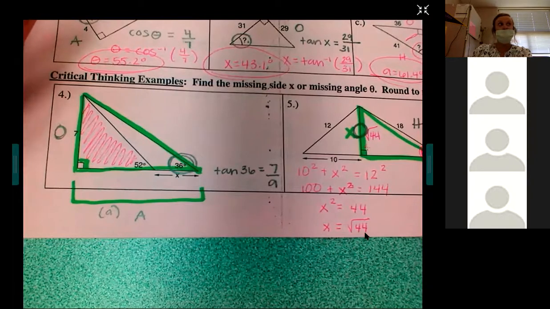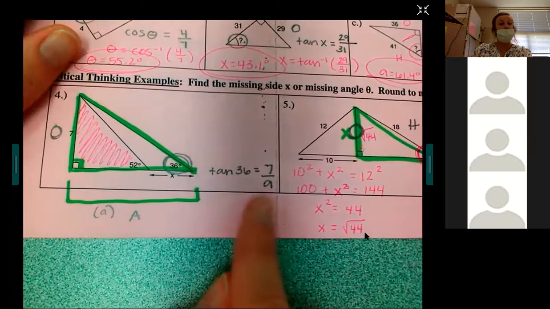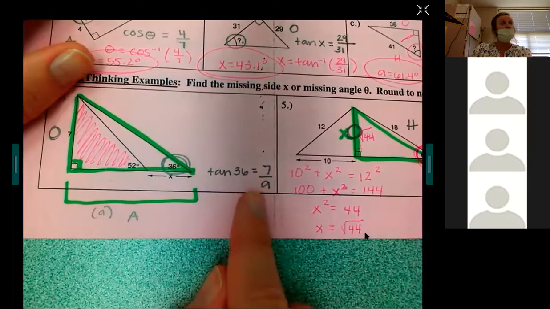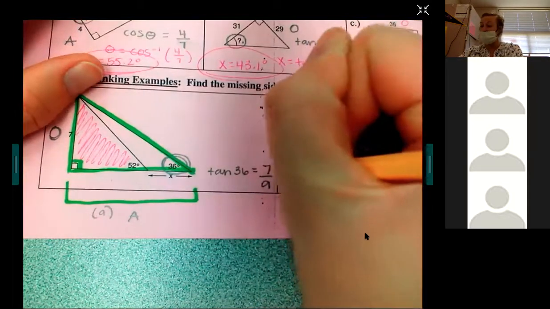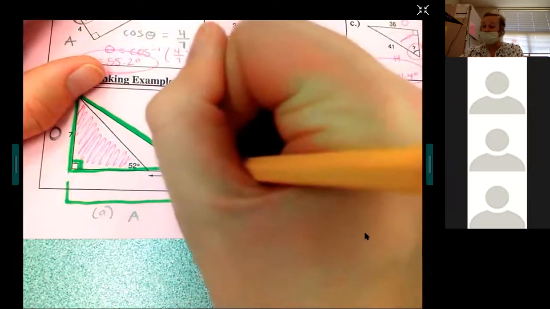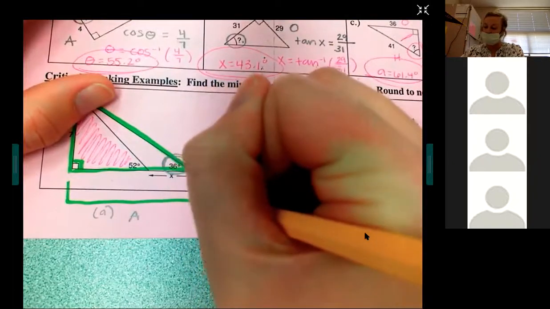Don't act shocked. This is what we did yesterday. You should be okay with solving for A. So how do I solve for A right here? You multiply by A. Thank you, Lorio. We ain't finding angles on this one, so there should be no inverses. That's where y'all will mess up.